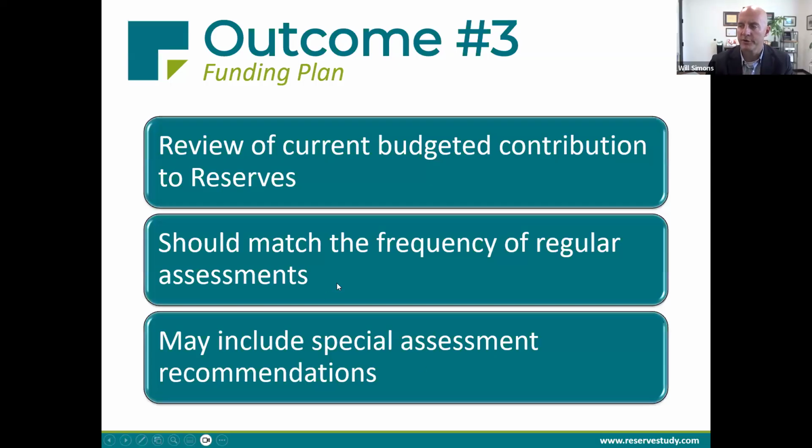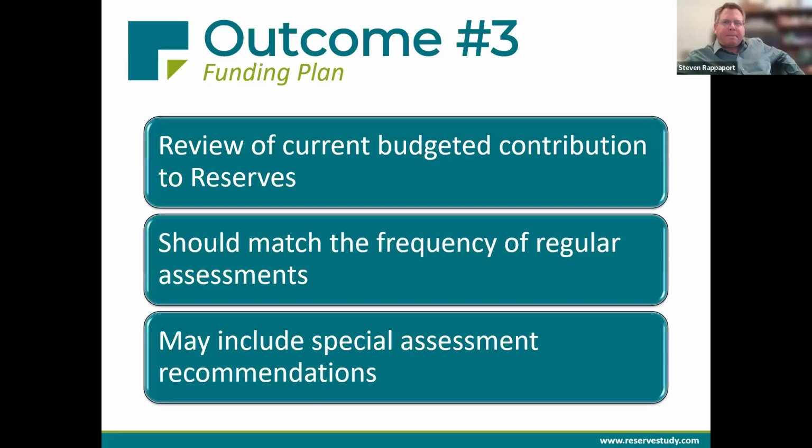The second part that I put in here, matching the frequency of your regular assessments, this is to point out that reserve funding is not a reactive, whatever's left over kind of approach. If you have monthly dues in your association, you need to have a monthly reserve transfer. I believe by law, and Steve, you can check me on this, I think it's within 30 days that has to be made. Yeah. Thank you.